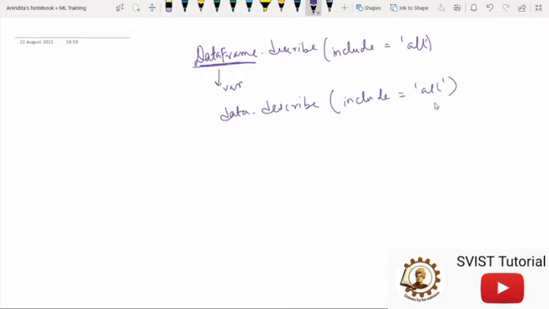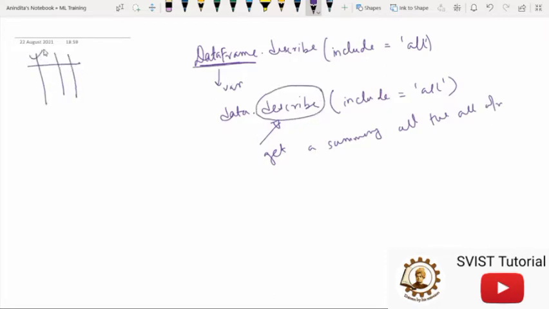Now what is the meaning of this function? First I will tell you why we need this function. This function is used to get a summary of all the columns. Please make a note. So this describe function works on the columns of the data frames.